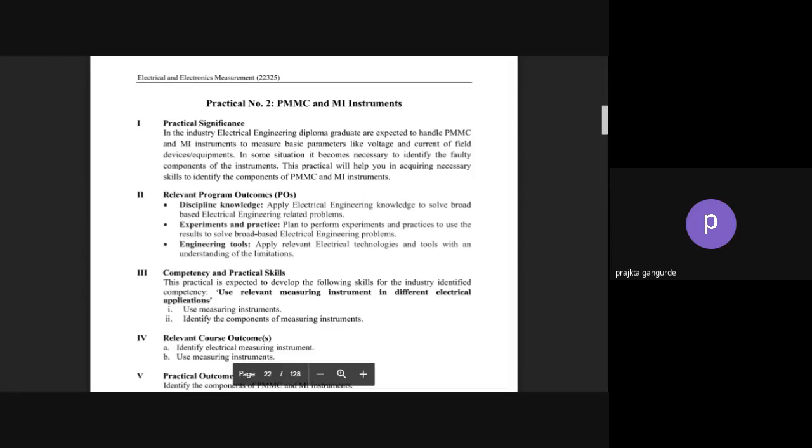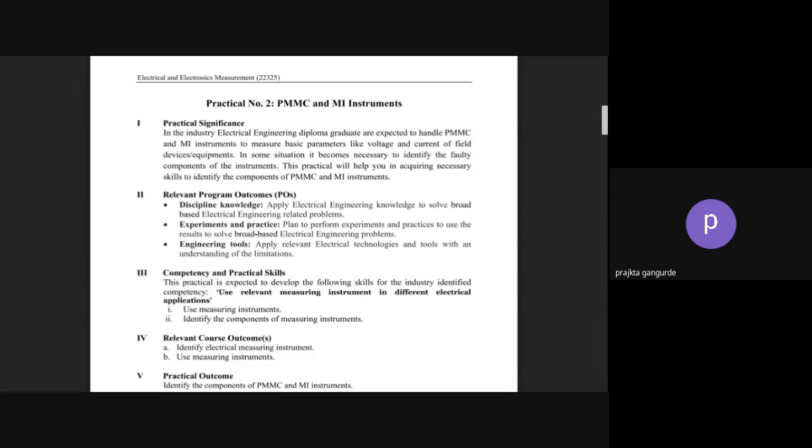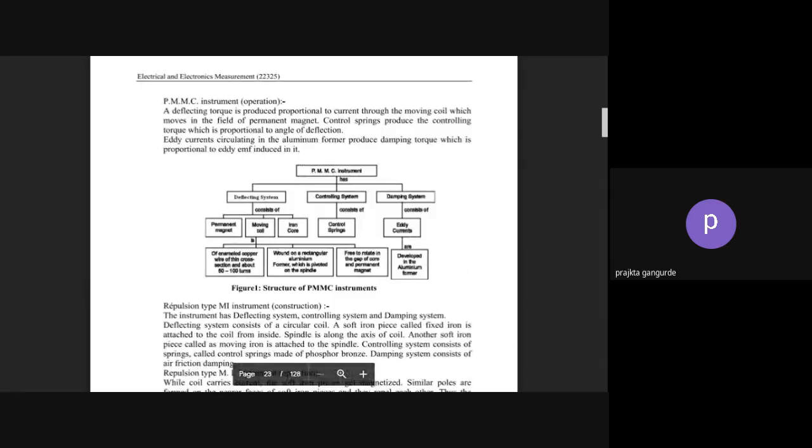Good morning. Our next practical is the PMMC and MI instrument. PMMC means the permanent magnet moving coil, and MI means the moving iron instrument. Basically, the PMMC and MI are the two types of meter according to their construction. Firstly, the PMMC, that is the permanent magnet moving coil instrument, consists of three systems: first one, deflecting system, controlling system, and damping system.